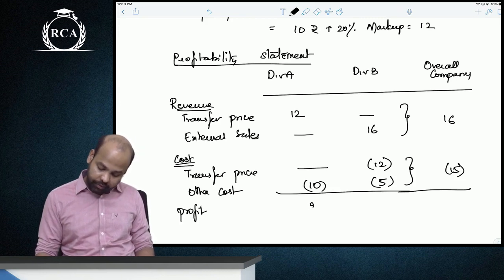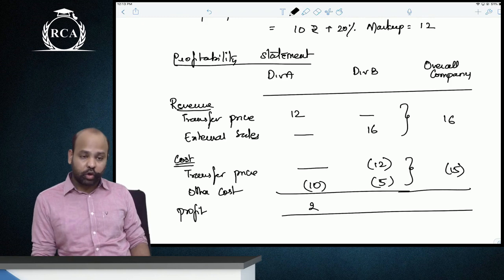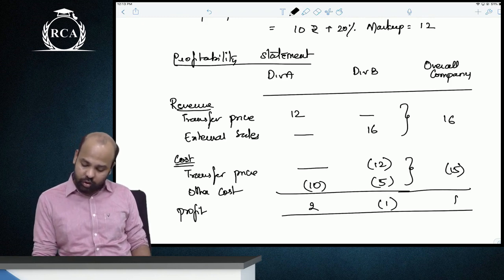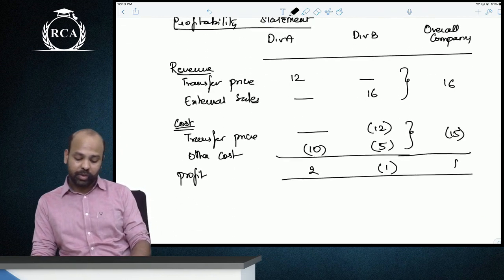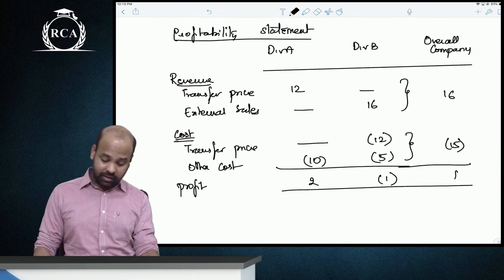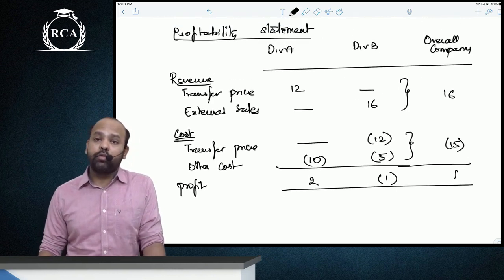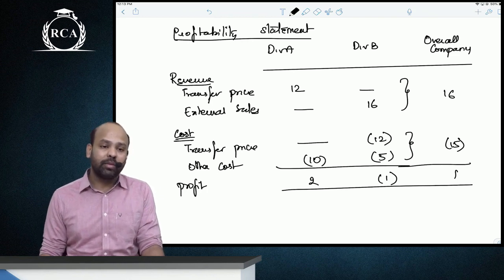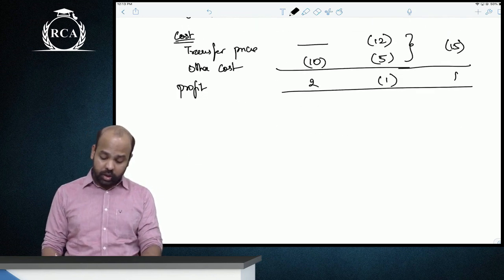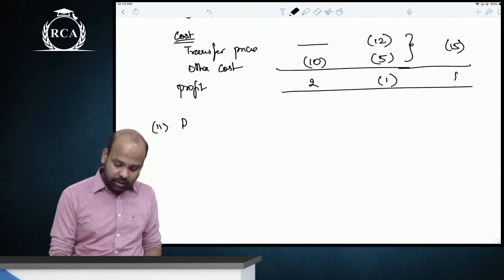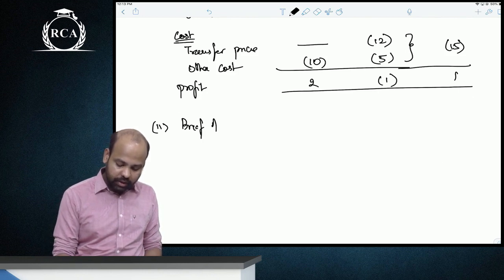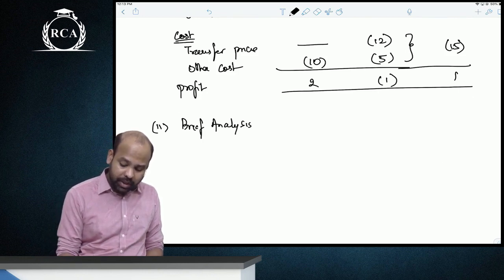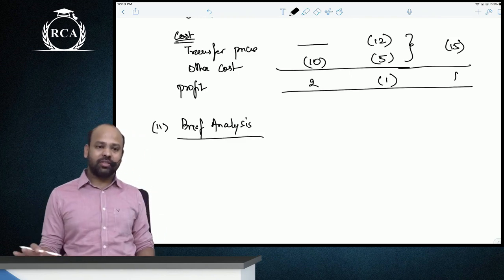If you look at the profit, division A makes 2 rupees, guys. Division B makes a loss of 1 rupee. Overall company makes 1 rupee profit. I hope you're all listening, guys. Division A makes a profit of 2 rupees. Division B is actually incurring a loss of 1 rupee. Overall company is making a profit of 1 rupee. They were asking us to write a brief analysis of all of this. A short analysis, beta, here.